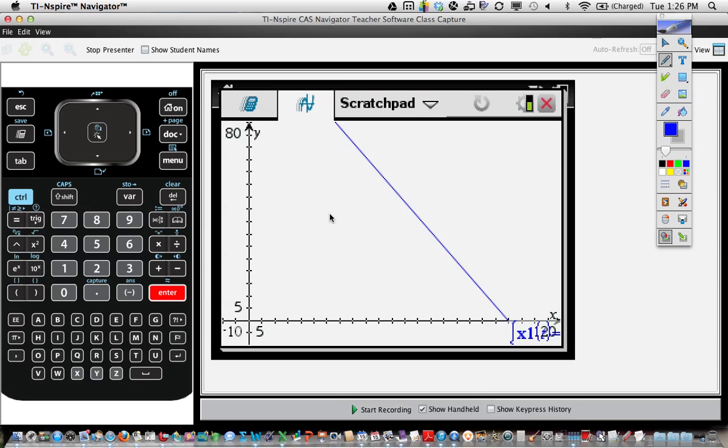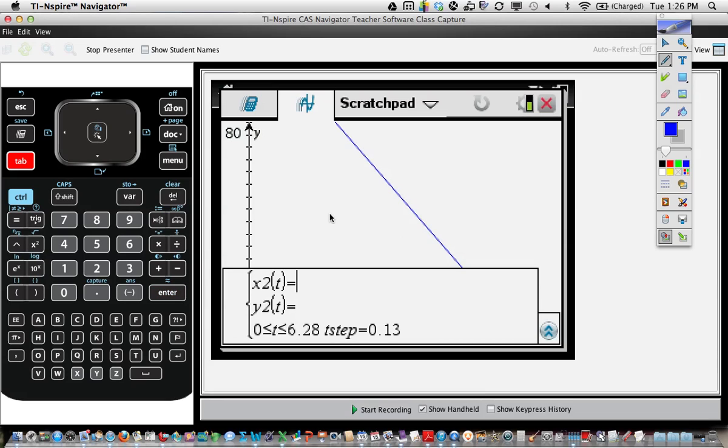Okay, now let's go ahead and put the lion's equation in. We'll put that in x2 and y2. Okay, so what was the x equation for the lion? 0.3t, and then 51 plus 0.1t.